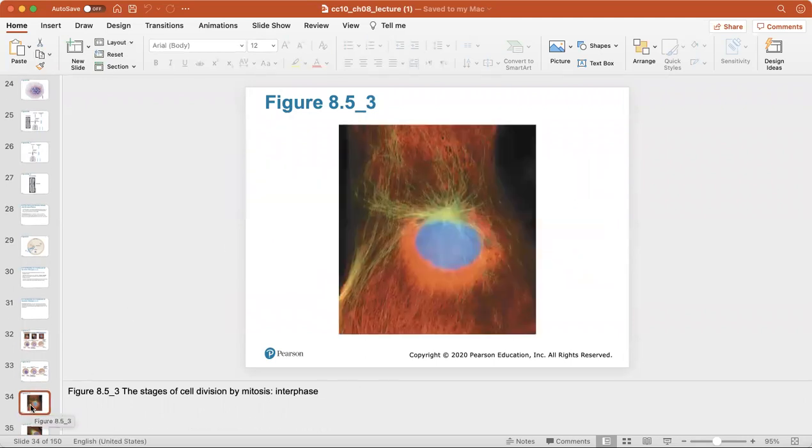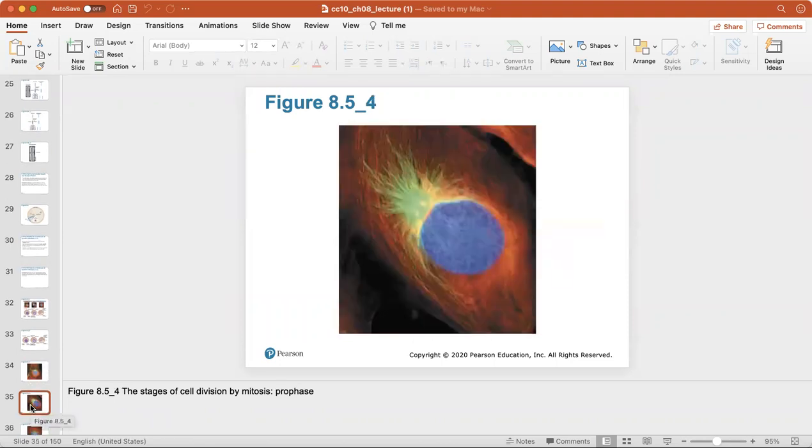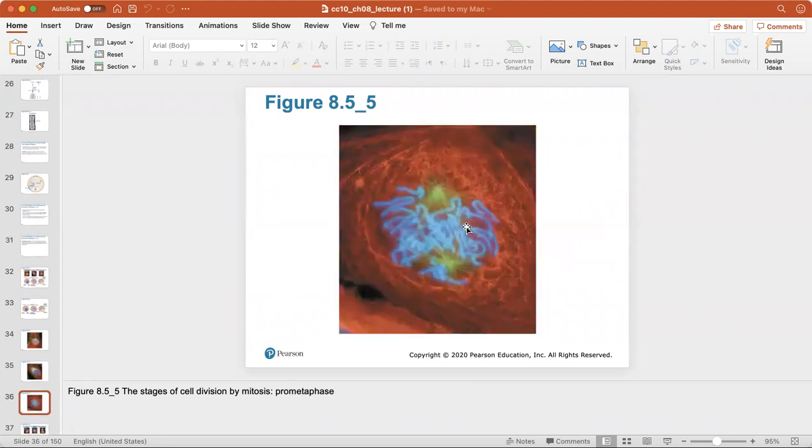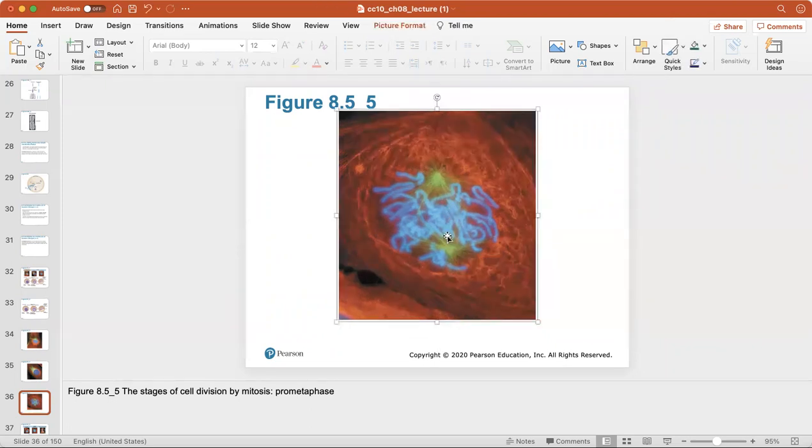And here's a look at the interphase stage. In the prophase stage, we start to see the chromosomes condensing in the middle of the nucleus, as shown here. They kind of look like little worms. Here's prometaphase, they're condensing even more, and we see the mitotic spindle starting to form. And that mitotic spindle is what will split the cell apart.